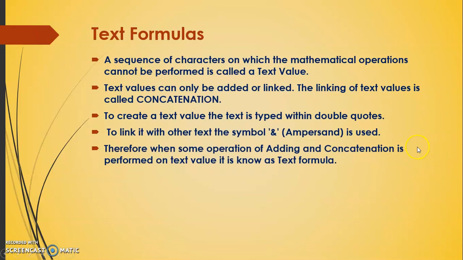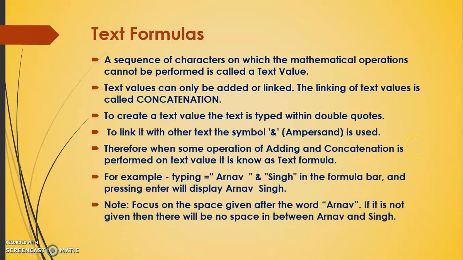The last topic of this session is text formula. When the operators which we are using do not work on any mathematical values, okay, they are working on the text value, then that type of formulas are known as text formulas. First we will understand what is the text value. A sequence of characters on which the mathematical operations cannot be performed, मतलब मैथ्स के ऑपरेशंस हम परफॉर्म नहीं कर सकते, then they are known as text value. And what text values are done, हम उनको सिर्फ ऐड कर सकते हैं और लिंक, we can simply add them and link them, then this process is known as concatenation, and this is done using the symbol of ampersand.